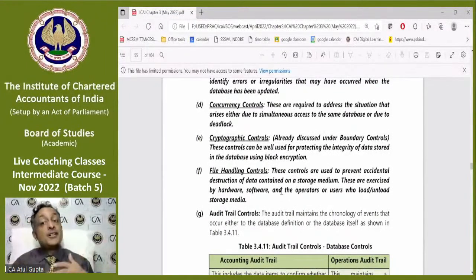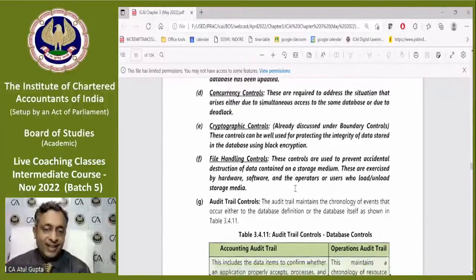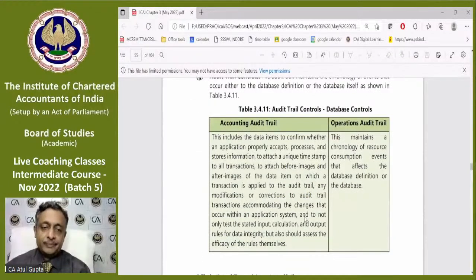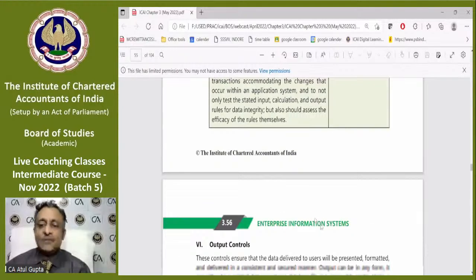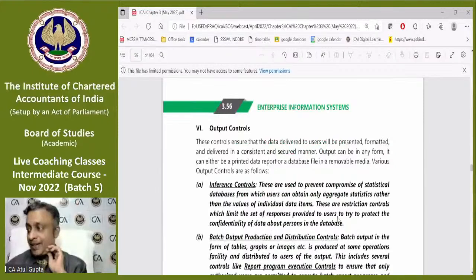So you need to have controls so that each memory location is properly used. So real memory control and virtual memory. And then audit trail controls that I want you to read. Last for today is output control. And then we'll have the MCQs. Okay.